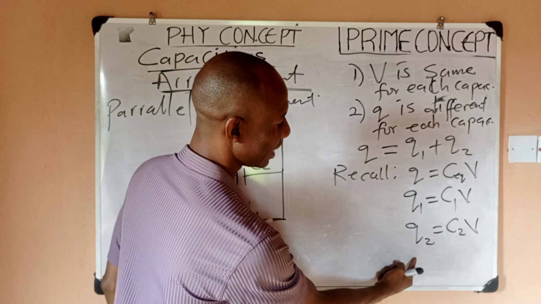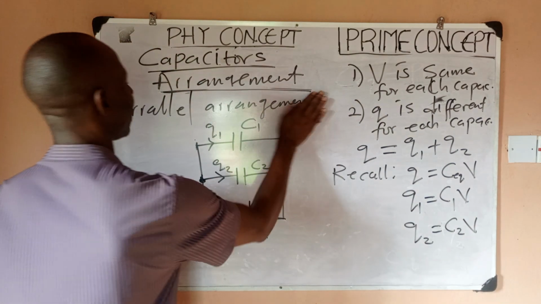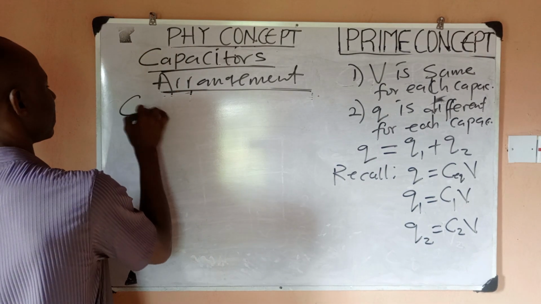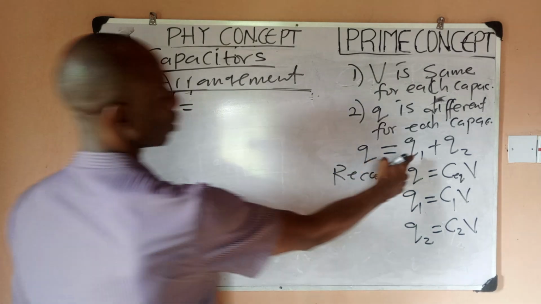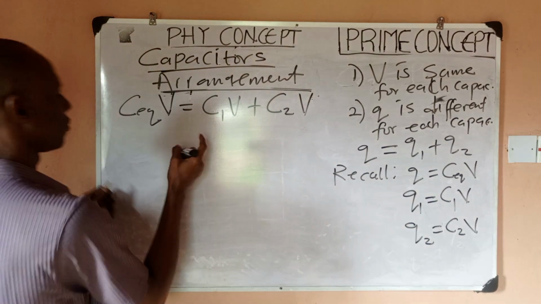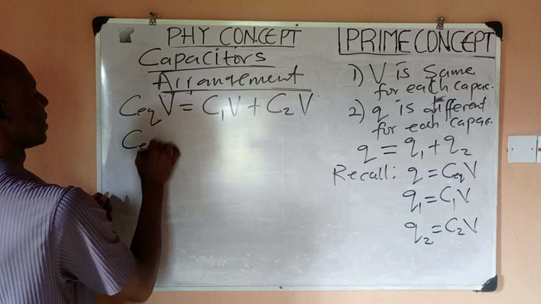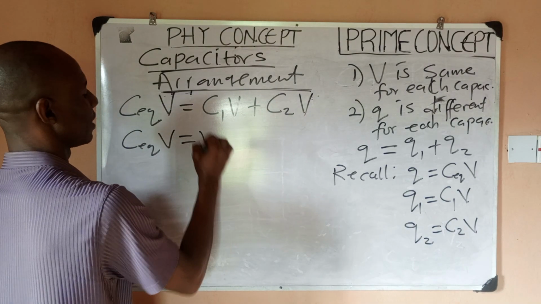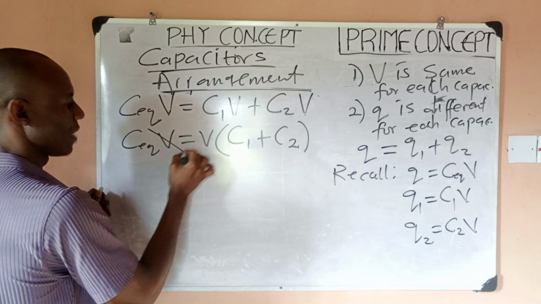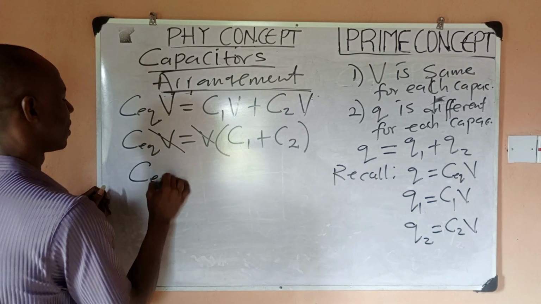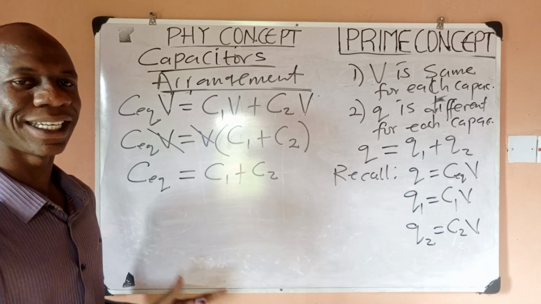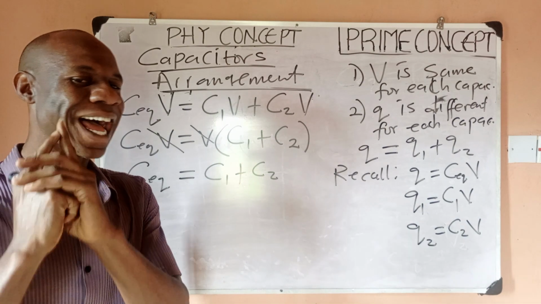Now, if I substitute these three things into this particular equation, I will have that Q is C equivalent times V, equals Q1, which is C1V, plus Q2, which is C2V. Now, something is common on this side, which is V. So I have C equivalent times V equals V times C1 plus C2. You observe that V cancels V. And then finally you have that C equivalent equals C1 plus C2. So this is how you can find the equivalent capacitance for capacitors that are arranged in parallel.